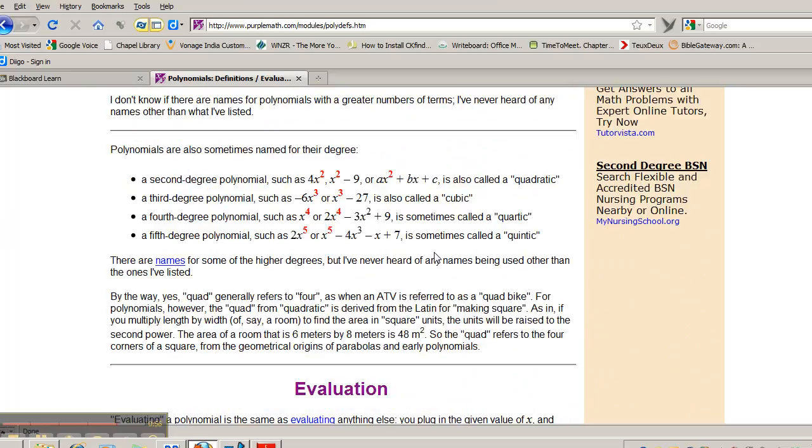Some examples here of the degree of a polynomial. The degree of the polynomial is the number of the highest power on the variable. Second degree polynomial examples would be like 4x squared, x squared minus 9. Third degree would be negative x cubed, 6x cubed, or x cubed minus 27, and so on. So these are examples of third, fourth, and fifth degrees. If your highest powered term was 15, then that would be a polynomial of 15th degree.